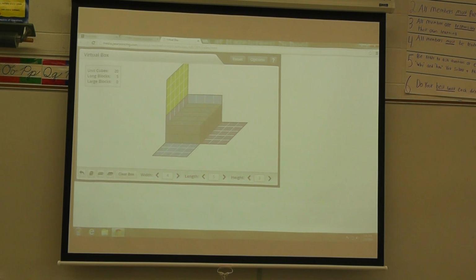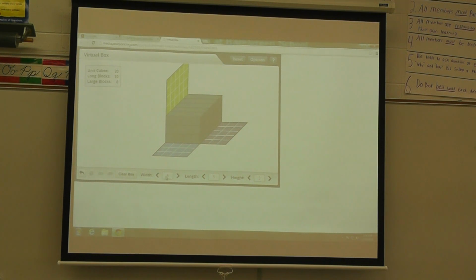So there's another 5, 10, 15, 20. So that gives me 40. That's the second part. I still have this top part. So another, add these in. Another 5, 10, 15, 20. So there's my volume of 60.